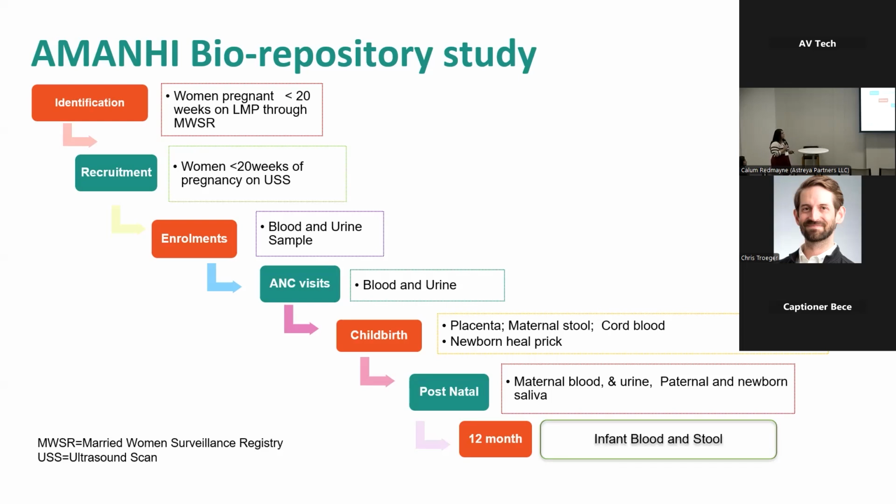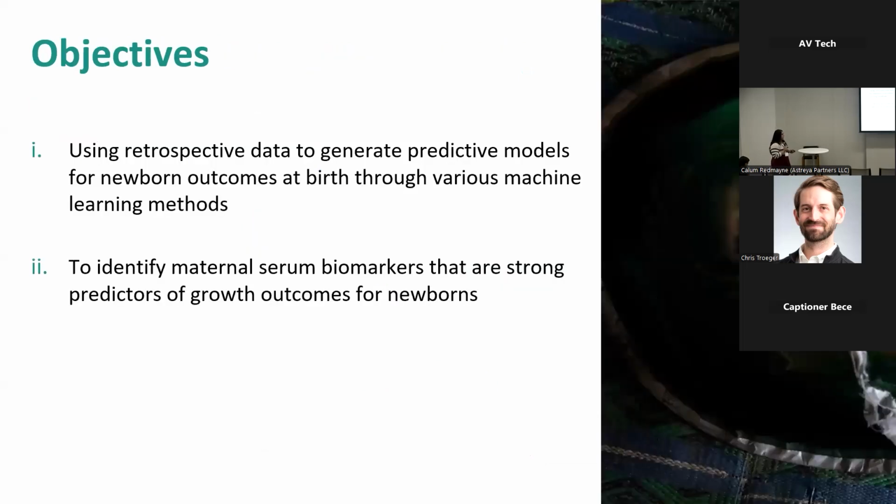And then at delivery, we took placenta, maternal stool, and cord blood samples, and also performed the newborn heel prick test. And postnatally, we followed the mother to get some more blood samples and urine samples. And we also obtained paternal and newborn saliva and followed up the baby until 12 months of age to obtain infant blood and stool samples for further analyses. So this study will be focusing on the biomarker testing that we performed on maternal blood samples that were taken at the ANC visit, that is 24 to 28 weeks.